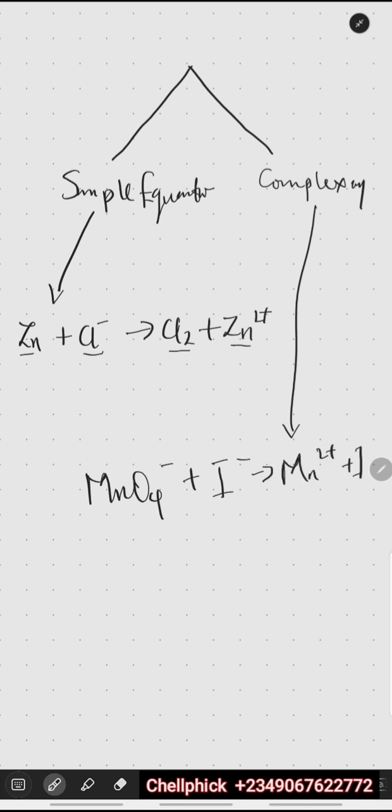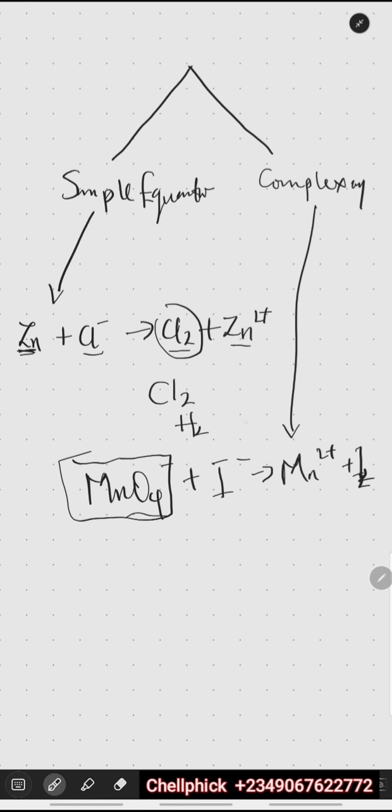Now this type of reaction is a complex reaction, because why? In this reaction we have a compound. So a complex reaction requires the presence of a compound, while a simple reaction just requires an atom or molecules. If I say chlorine molecules, hydrogen molecules, this is what I meant. So in a simple reaction we only have the zinc, chlorine atom, chlorine molecules, and the zinc ion. I hope it's clear to you.